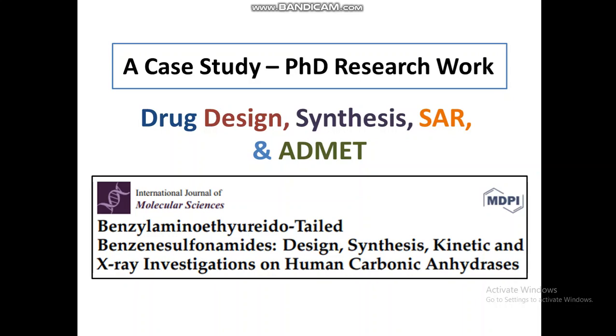In that study, we designed a drug and then synthesized its structural analogues, and then by in vitro activity analysis, we also determined the structure activity relationship and ADMET studies. The research work was published in the International Journal of Molecular Sciences. So let's start with the details of how we designed and synthesized, and the SAR and ADMET studies.